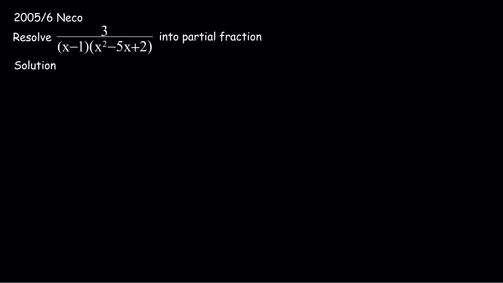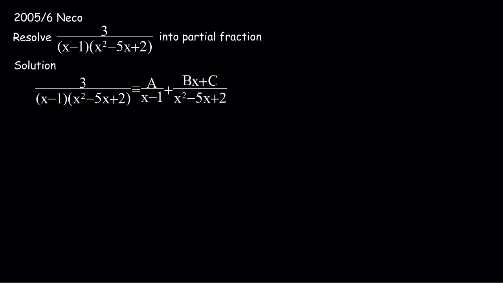Our next question is from NECO 2005. It states: resolve 3 divided by (s minus 1)(s square minus 5s plus 2) into partial fractions. Now our denominator s square minus 5s plus 2 cannot be factorized further, so we'll be saying let 3 divided by (s minus 1)(s square minus 5s plus 2) be equivalent to a divided by s minus 1 plus (bs plus c) divided by s square minus 5s plus 2.